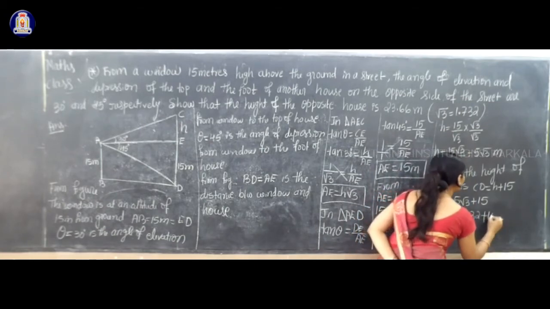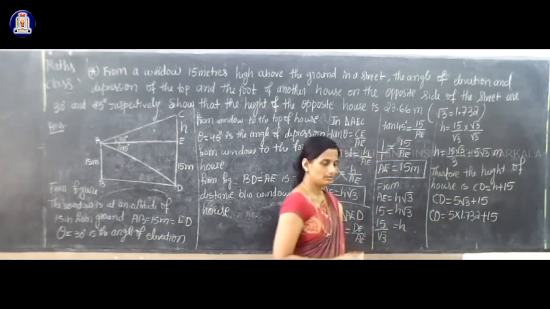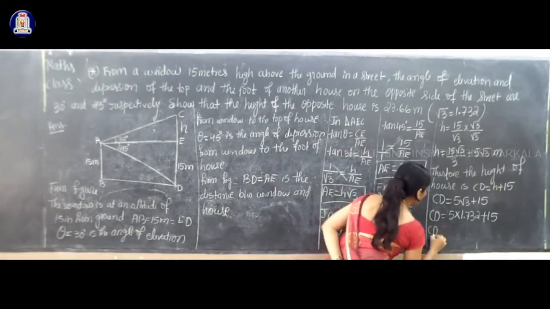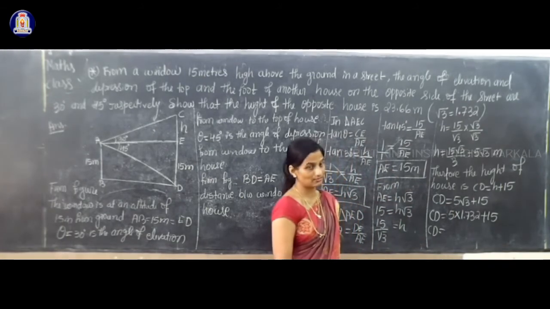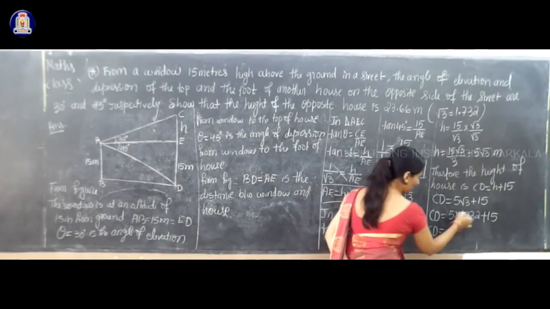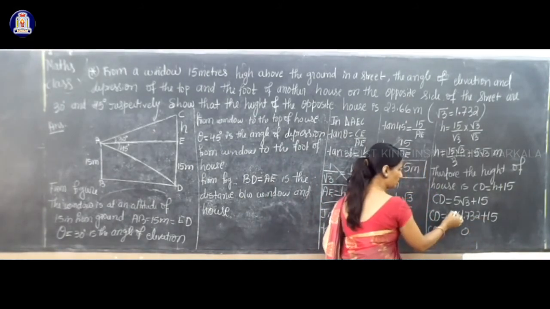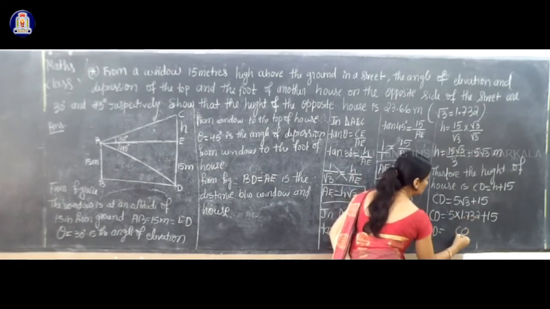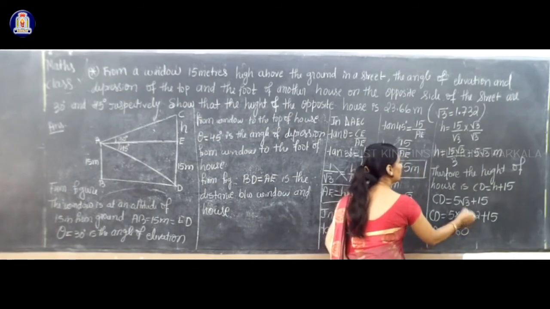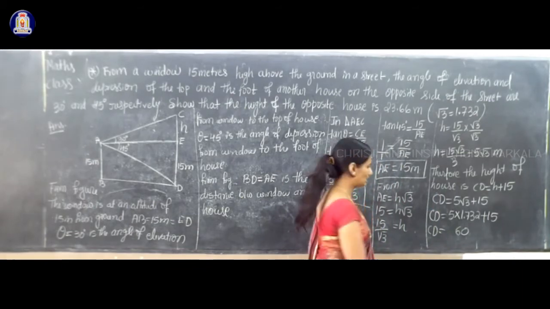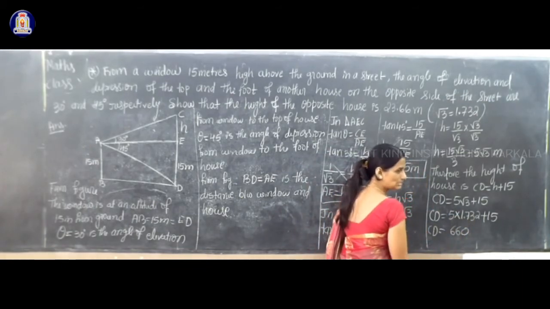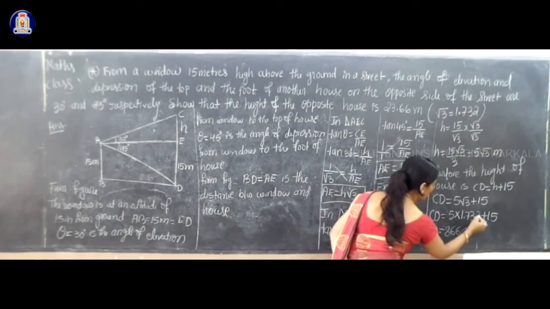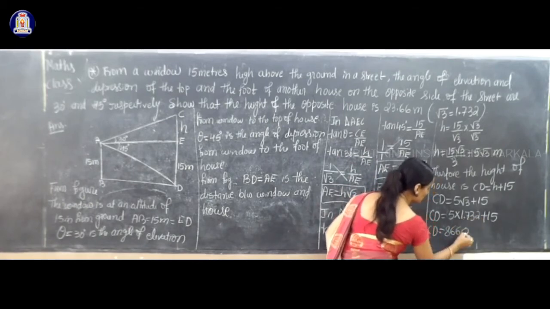1.732 plus 15. Yeah? So now CD is equal to 5 into 732. 5 2s are 10, 1 remainder. 5 3s are 15, 16, 1 remainder. 5 7s are 35, 36, 6, 3 remainder. 5 1s are 5, 6, 7, 8. So how many points? 1, 2, 3.